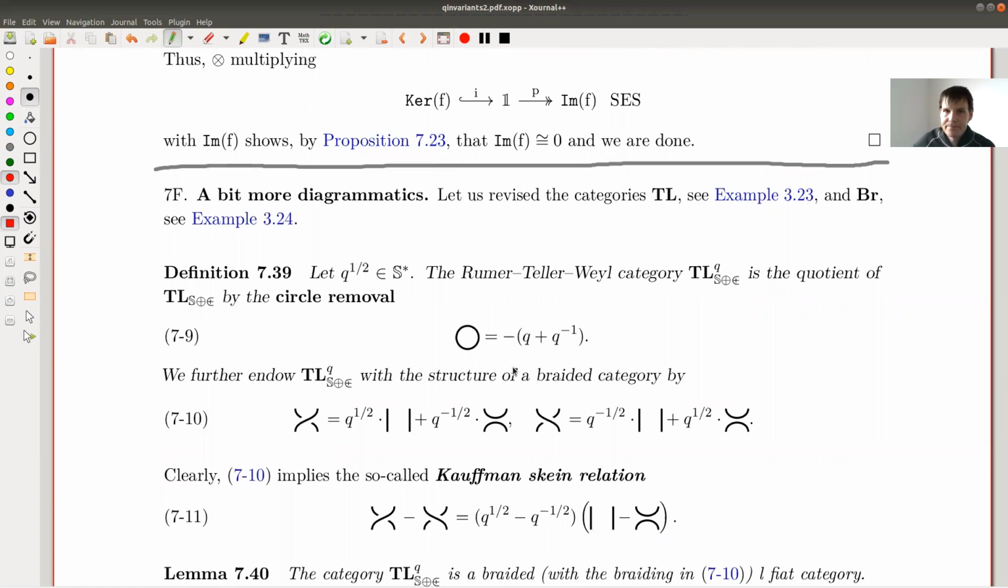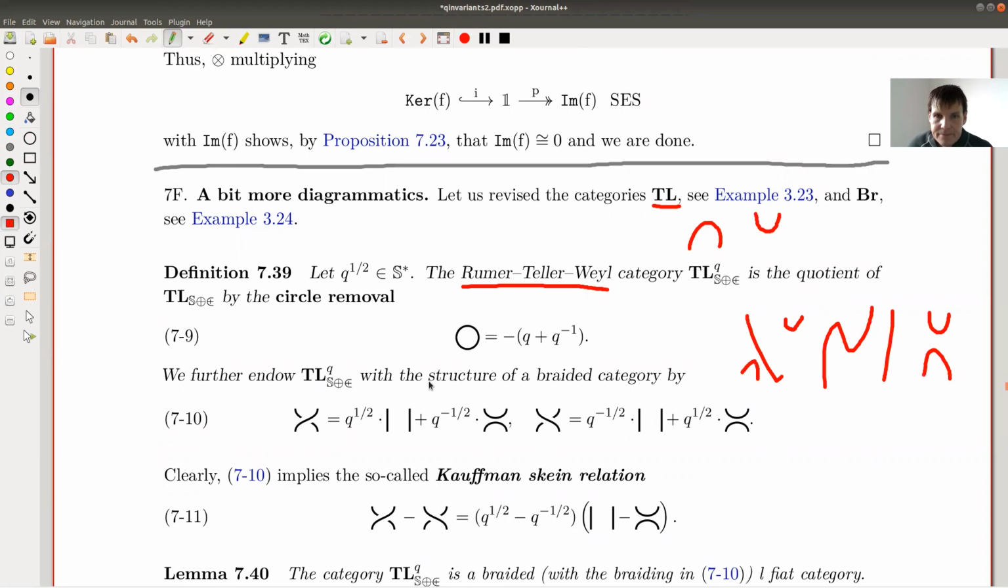Remember Temperley-Lieb, or the Rumatella-Weil category, as I called it, because it originates in this paper by Rumatella and Weil, which I cite in these lecture notes if you want to take a look. Remember that this had those generators cup and cap, and that's basically it. And you just wrote down everything in terms of cups and caps. So diagrams like this, you get the point.